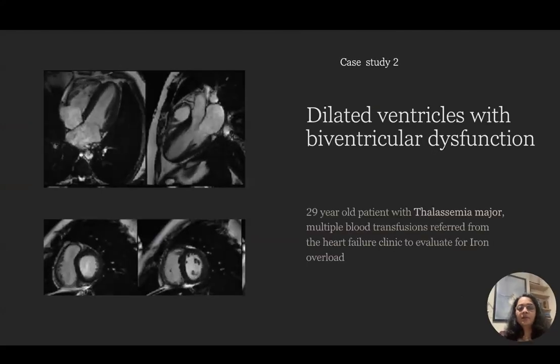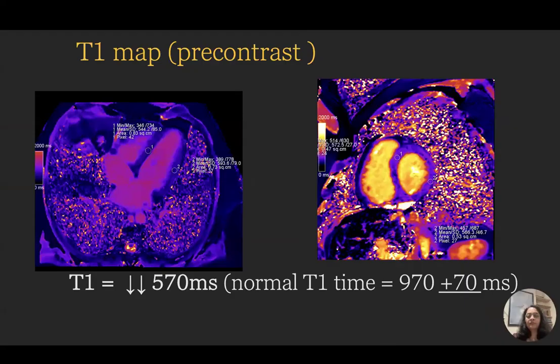Here's an example of a young woman with dilated ventricles and biventricular dysfunction. She has thalassemia major and multiple blood transfusions and has multiple admissions. The T1 map shows markedly reduced T1 value of 570 milliseconds. Note that the normal value on this particular scanner is 970 milliseconds.